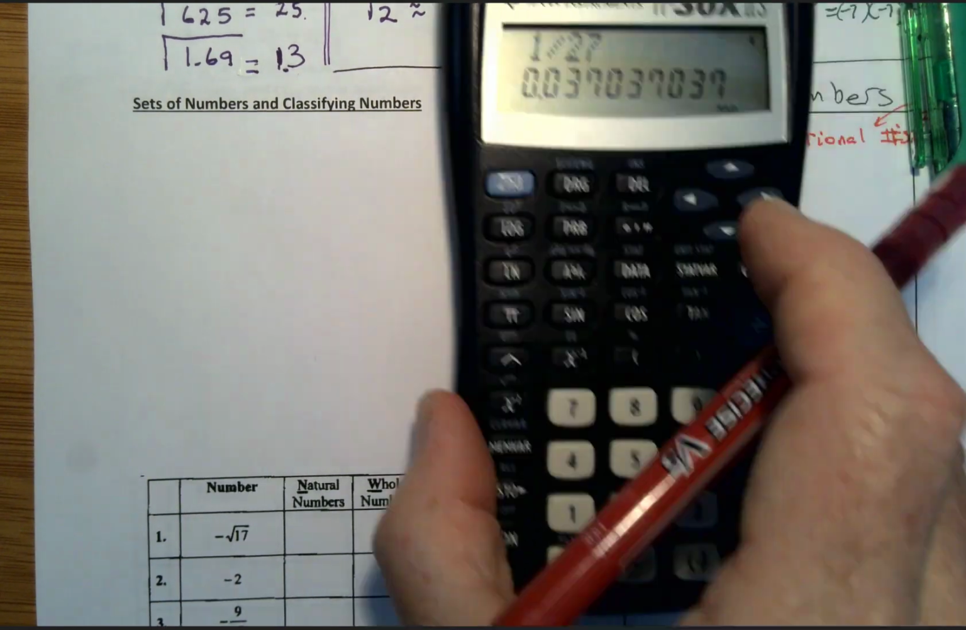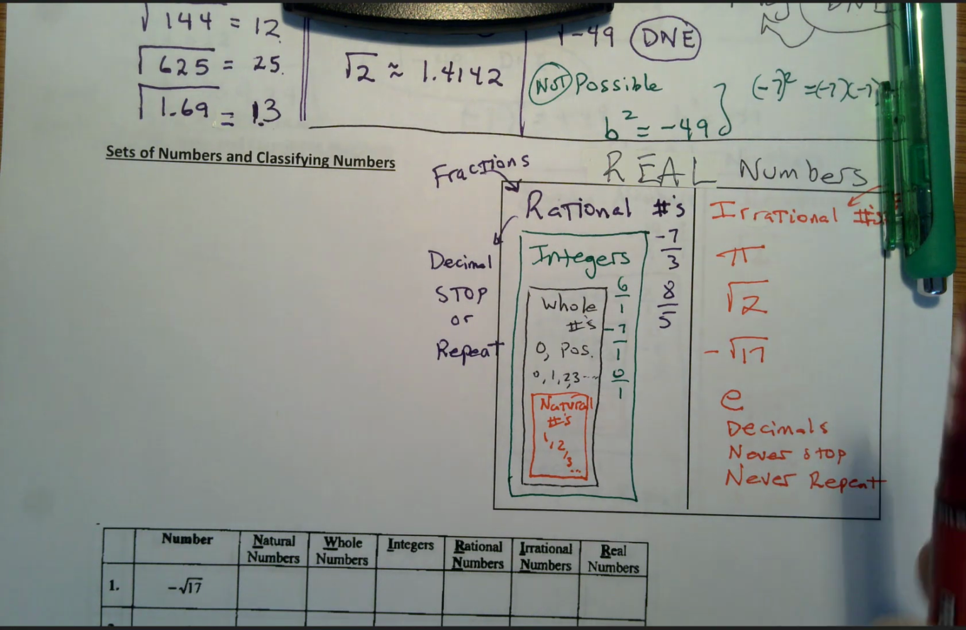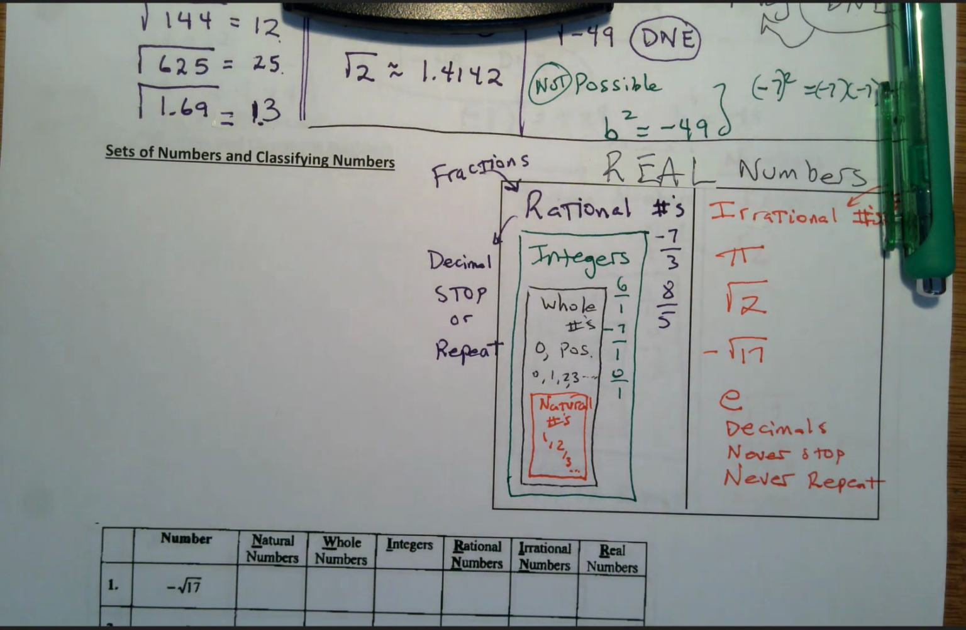But what about the irrational numbers? Their decimals never stop, never repeat. For example, the square root of 2. Let's take a look at the square root of 2.